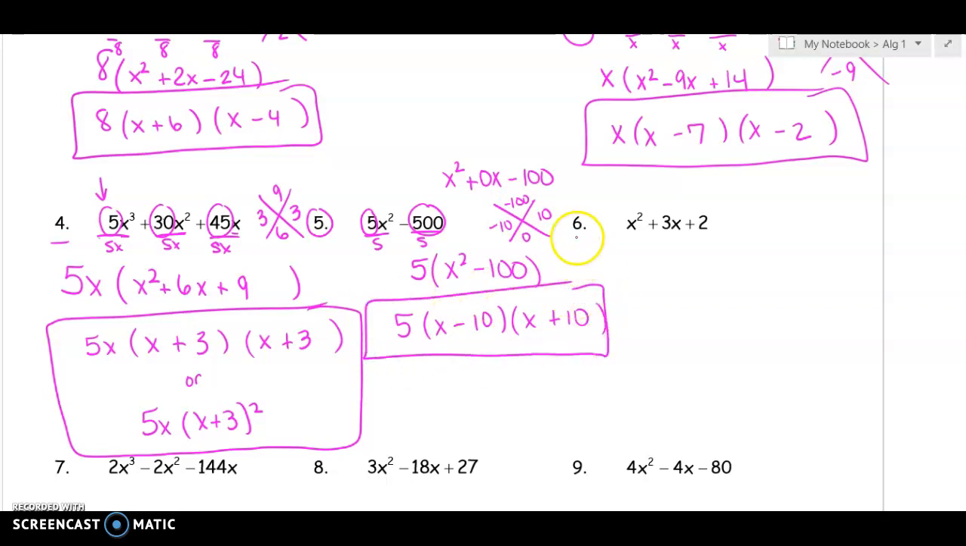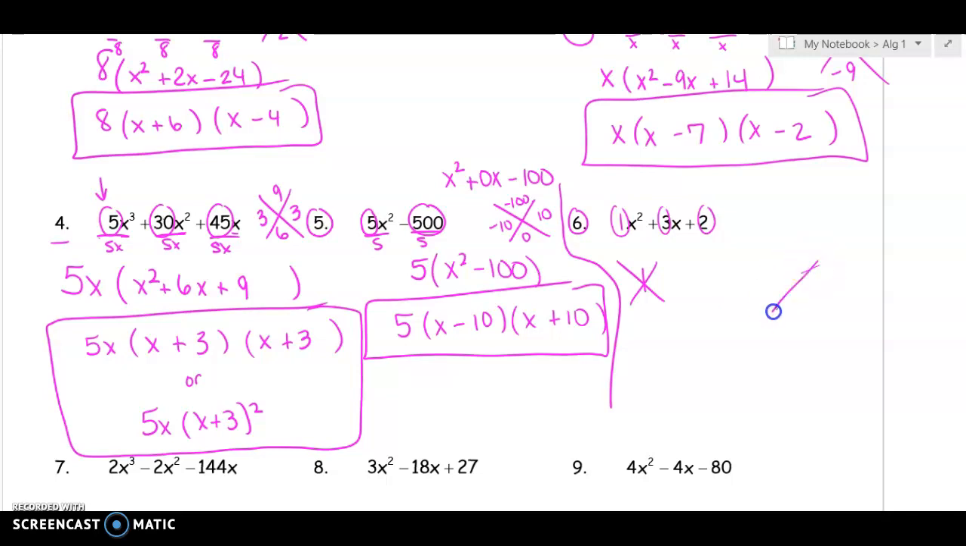All right, number 6 is going back to problems that we did at the beginning of this unit. If you notice, 1, 3, and 2, the only number that all three of those can be divided by is 1. And then they don't all have an x in common. So if your GCF is just 1, you don't really need to worry about dividing all of those by 1. We can just go straight to the next step.